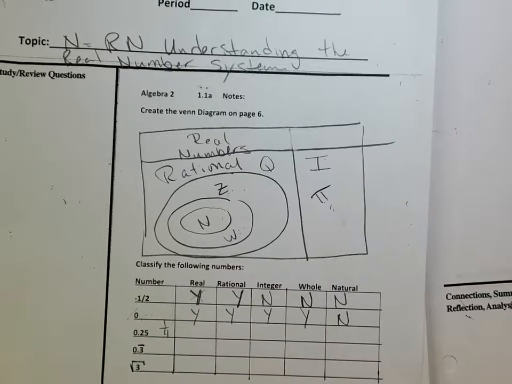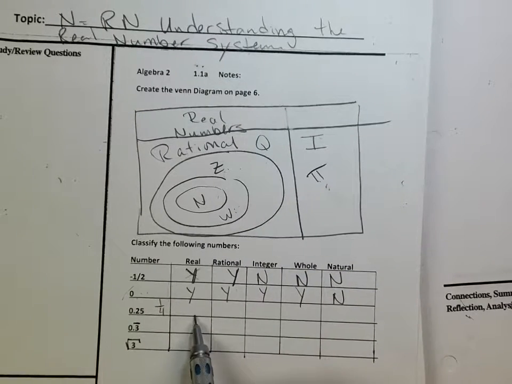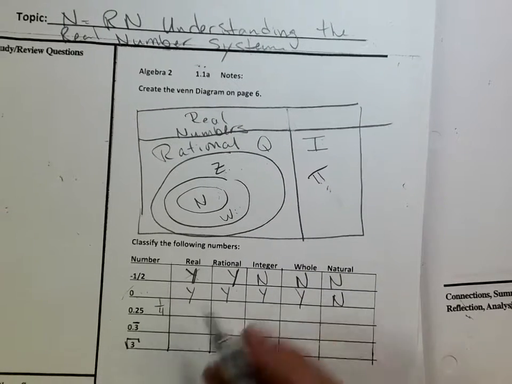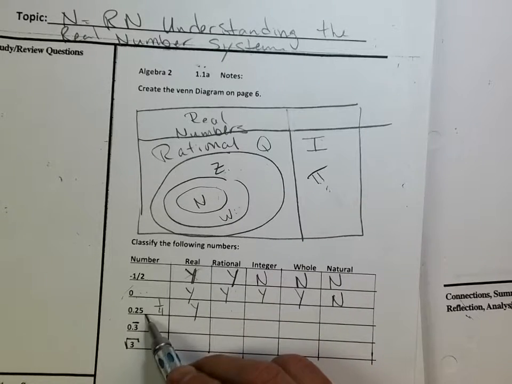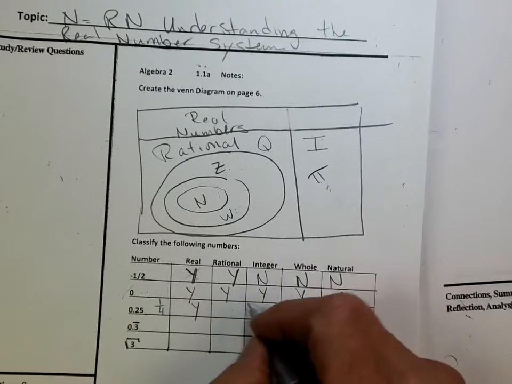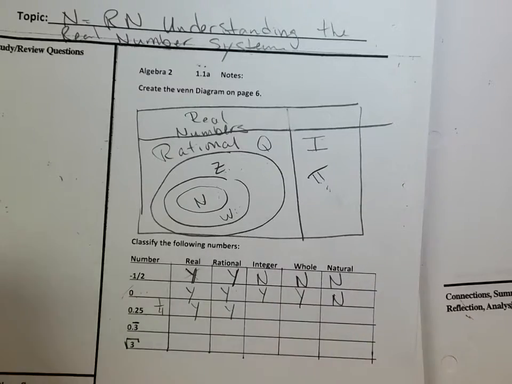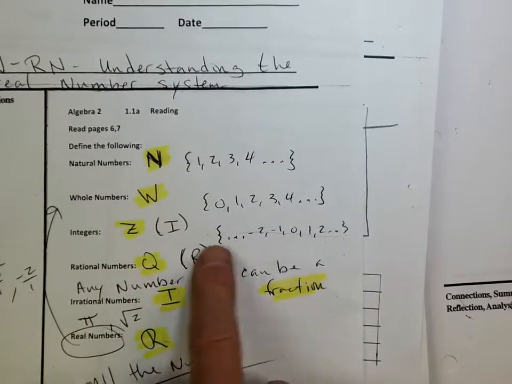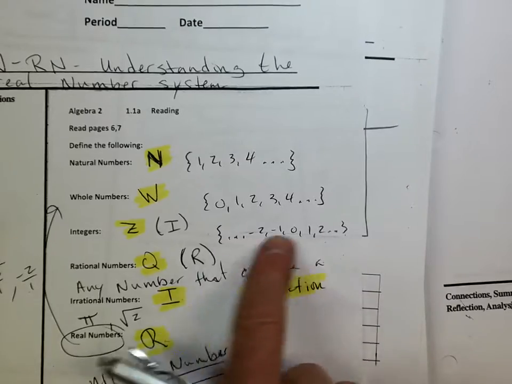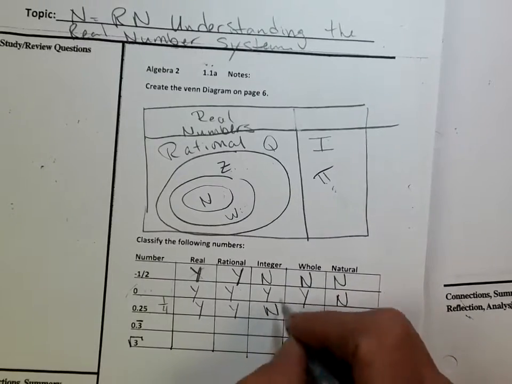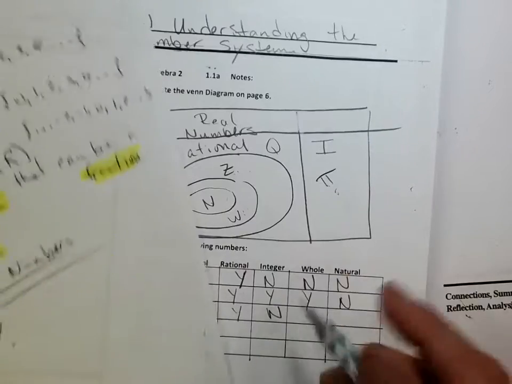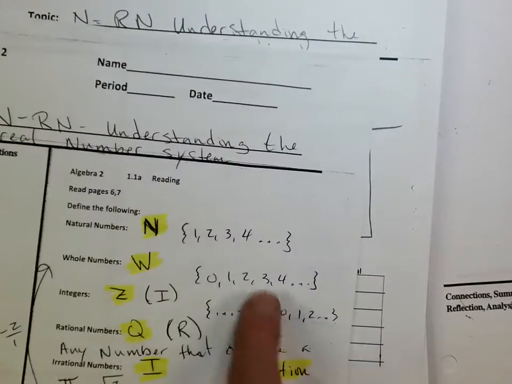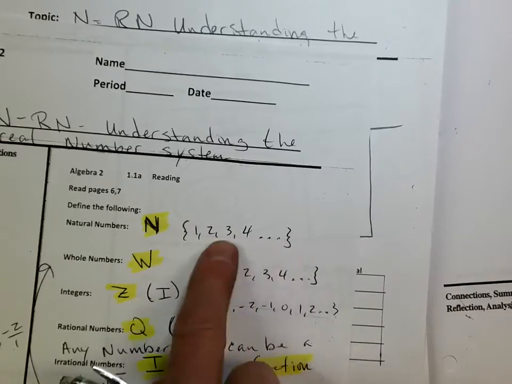0.25. Well, I think that's the same thing as 1/4, isn't it? Okay, is that a real number? Yeah. I think everything's a real number, right? Is it a rational number? Can that be a fraction? Sure, it can be a fraction. Yes. Okay, is 0.25 an integer? Is it in there? No. Okay, is 0.25 a whole number? No. So natural number, is it one of those? No.